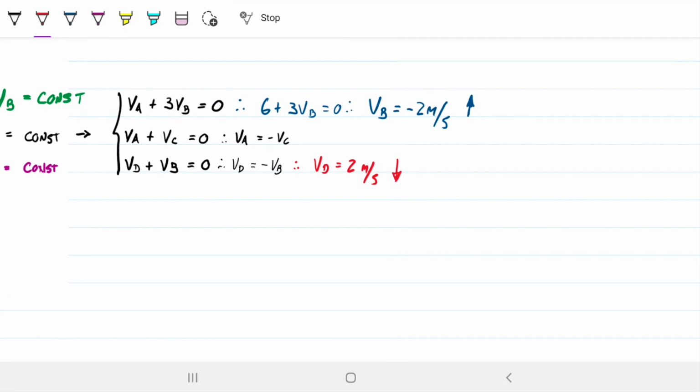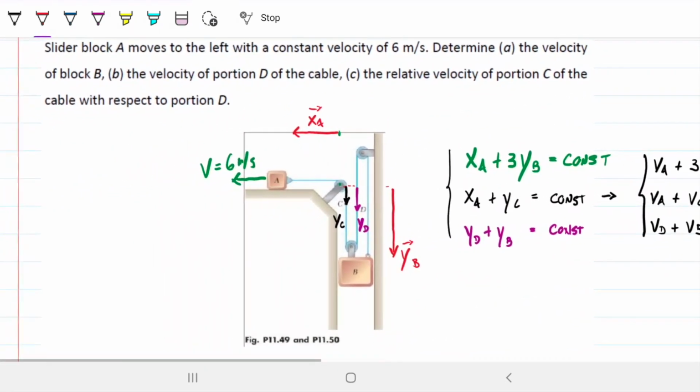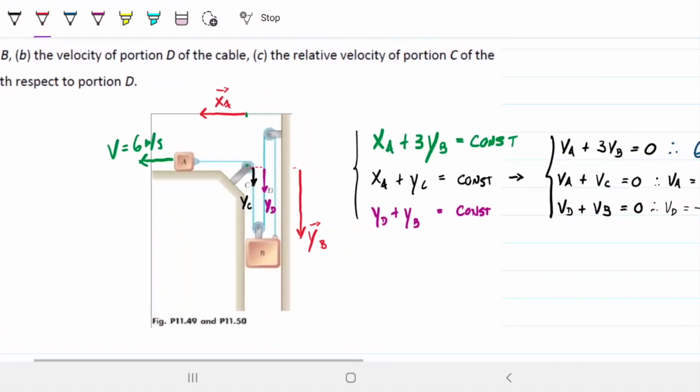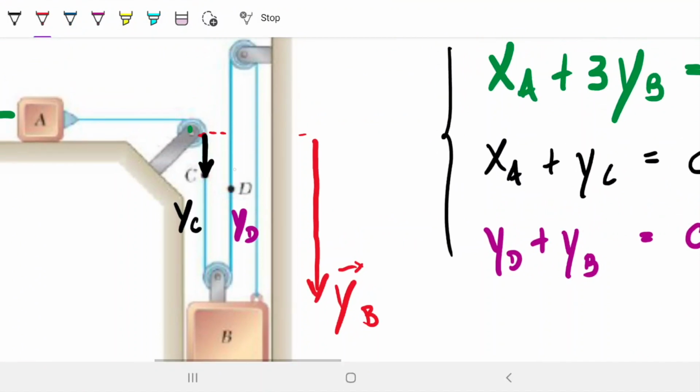And finally, what is the relative velocity of portion C with respect to portion D? So let's look at these here. What is happening with them? We know that D is going this way, and just by looking at the drawing, we can see that C is going this way. We can also solve for VC if we wanted to.